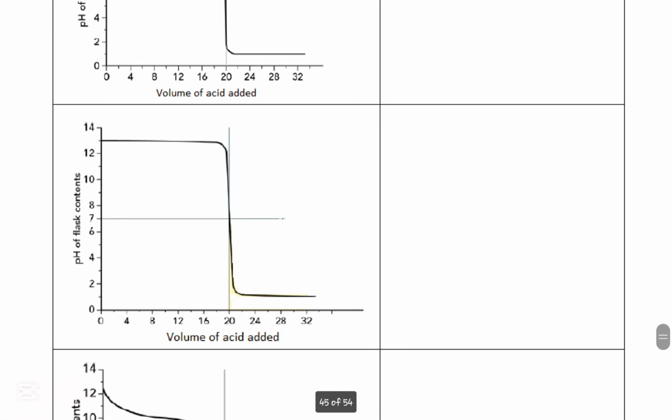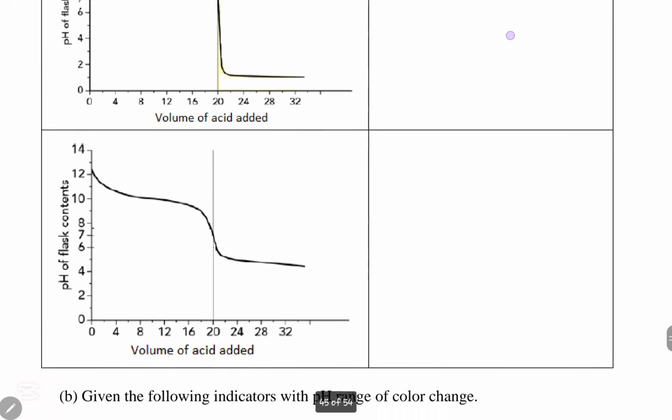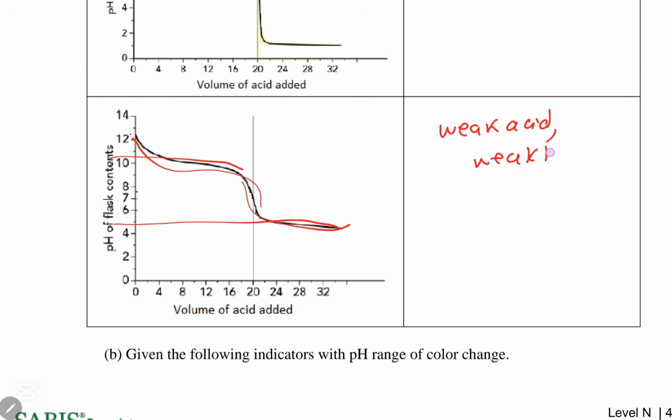Now here, as you can see, this is strong. And this is also strong. This has a pH of 1, this has a pH of 13. So I'm dealing with a strong acid and a strong base. Okay, now, last but not least, the last diagram. Here it's curving and it goes up. This is also curving and it goes down. Here this has a pH of 5. Here this has a pH of almost 10. So I'm dealing with a weak acid and a weak base. Okay, that's it for question 19 part A.